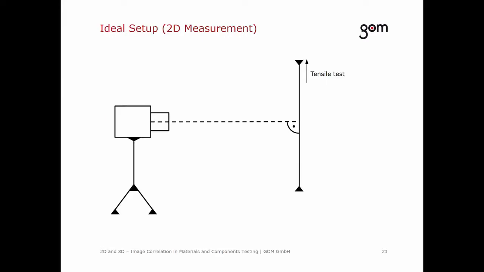Two-dimensional images require that the movement occurs in a calibrated plane vertically to the camera axis. This means that the camera must be positioned vertically towards the tensile specimen.